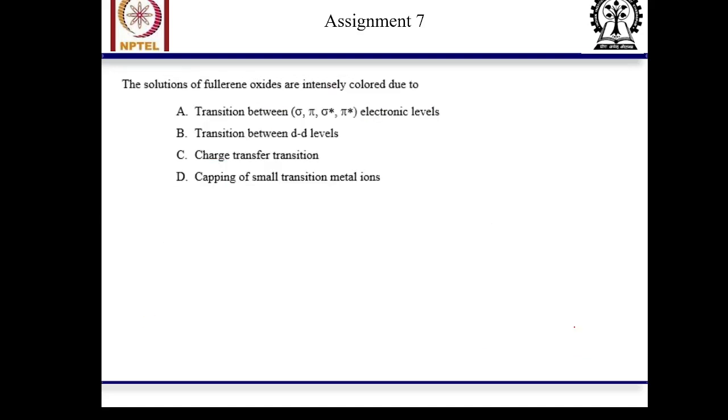The solution of fullerene oxide is intensely colored due to. So fullerene oxide, basically here there is no metal, so there is no d electron. So here what kind of electronic levels are there? Sigma is there, sigma star is there, pi is there, pi star is there. So the first thing is that this will not be the answer.